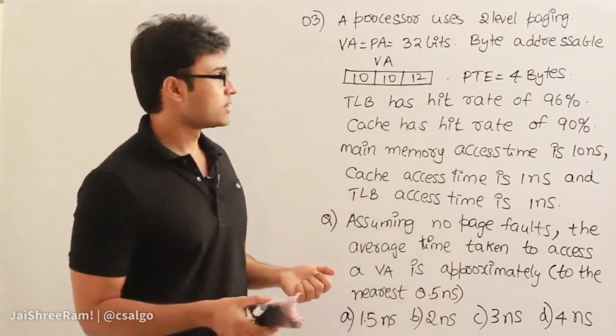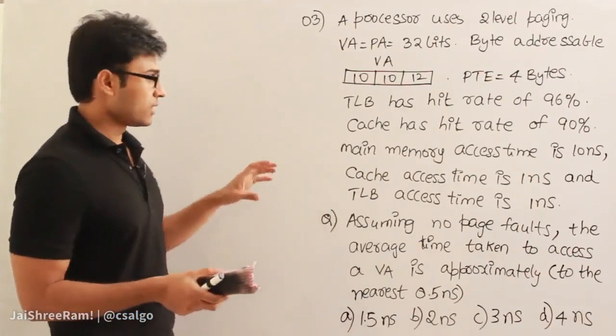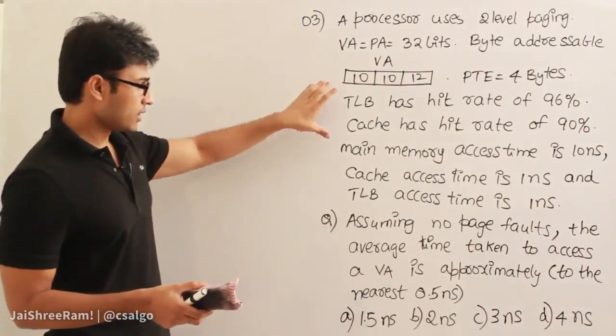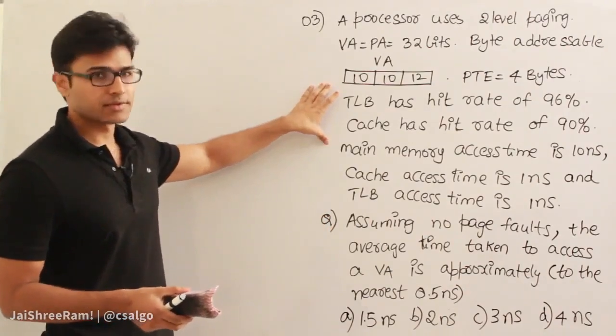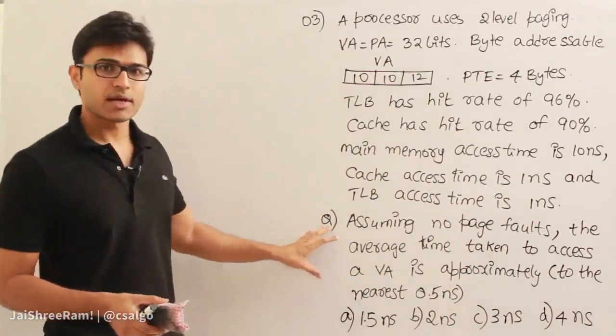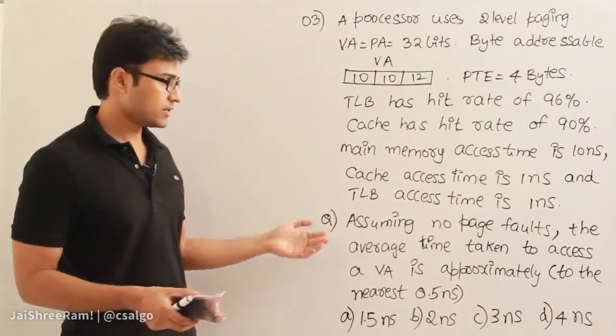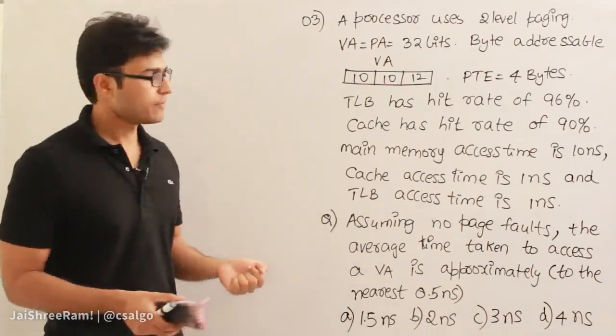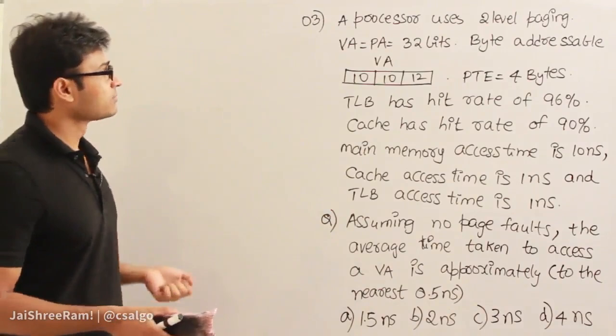And moreover, this question is a common data question. Using this data, they have asked two questions. I'm going to solve one question first, and after solving this, I'll immediately solve the next question also, okay? So let's see the data.